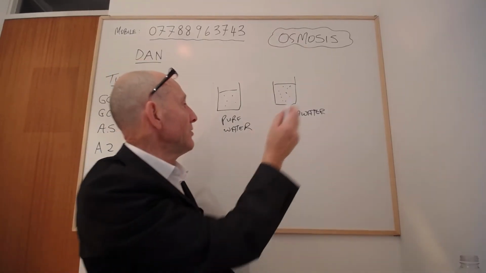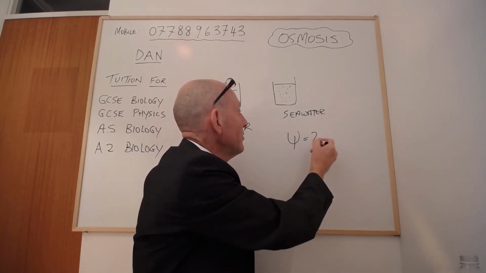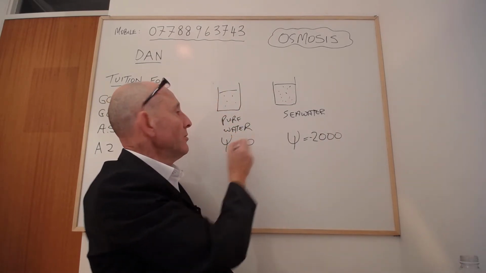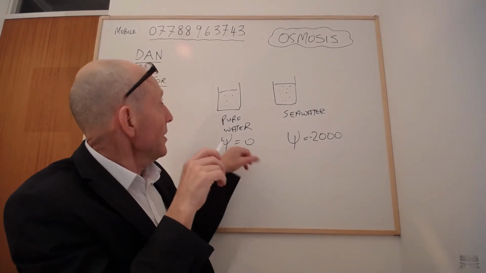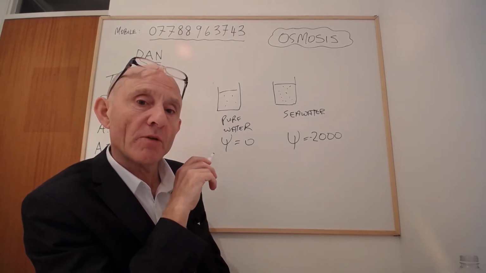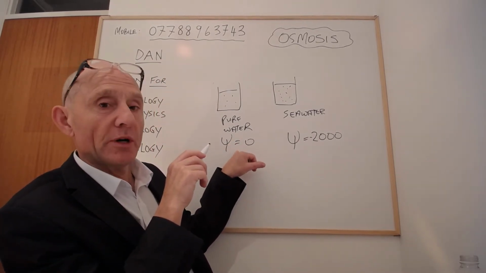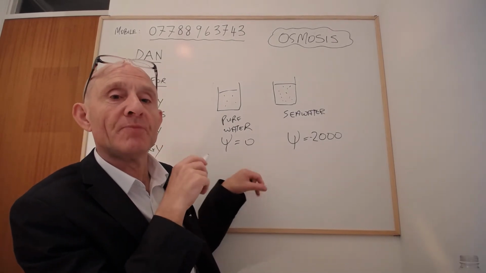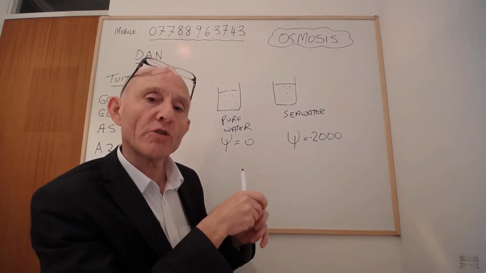So if you looked at their water potential, the water potential of seawater, what we said was minus 2,000. Pure water, the water potential would be 0. So we say that the seawater is hypertonic to the pure water. So hypertonic just means has a lower water potential than. Okay. Now we also use another word, hypotonic, and we'd say the pure water is hypotonic to the seawater, and hypotonic simply means that solution has got a higher water potential than the other solution. So it's a term of comparison.